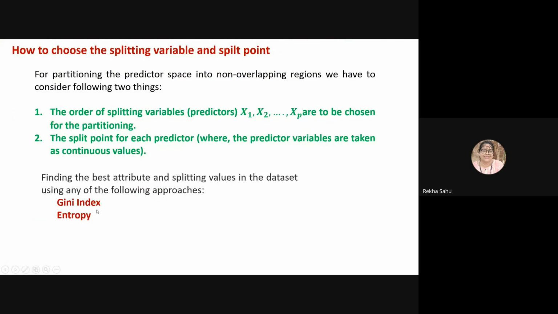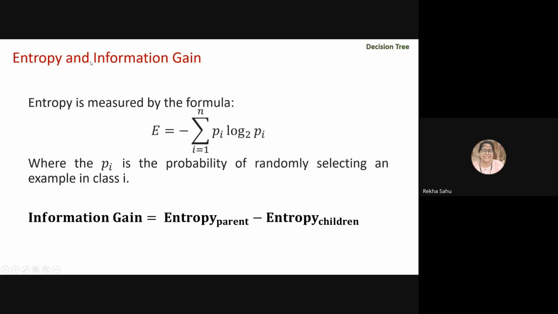How do you calculate the Gini index and entropy? The formula for the entropy is minus summation i is 1 to n of p_i log p_i, where p_i is the probability of randomly selecting an example in class i. And what is the information gain? Information gain is the entropy of the parent minus the entropy of the children. The splitting point at which the information gain is high will be chosen for your splitting.